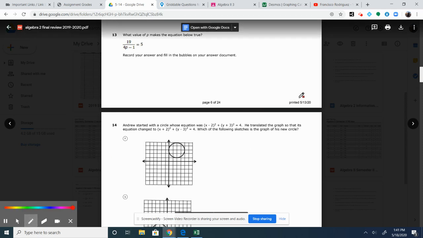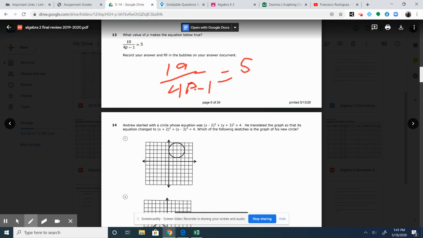Next, we're going to be looking at number 13, where it says what value of p makes the equation below true. So we're going to be solving this equation. And so what we have here, (4p minus 1) over 19 is equal to 5. Now remember that under the 5, we would have a 1. So what we need to do is cross multiply.